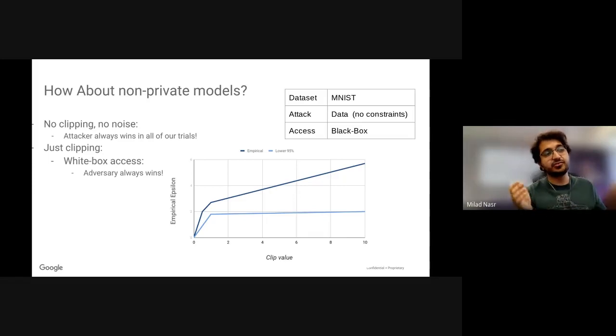But in a case that we only have clipping, if that adversary has white box access, then it again can always win. But if we assume that the adversary has black box access and it can only add one malicious instance, we get some empirical epsilon, but the values are too high to be good for a practical setting. So it depends on your setting or the number of training data you have. But we saw that without adding noise, it's not good. The adversary can still gain a lot of information if we can add malicious input to the training data.